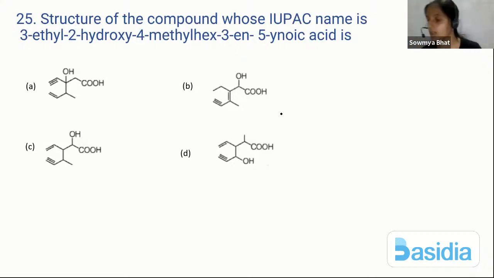The next question which we have here is the structure of the compound whose IUPAC name is 3-ethyl-2-hydroxy-4-methylhex-3-en-5-ynoic acid. It seems too long, but it's quite easy. See, oic acid, that's COOH. That should be given the priority. You start the numbering from the COOH group. So everywhere, you start the numbering from the COOH group. And you don't have any option. You have to go this way, from here in this way, in all the compounds.